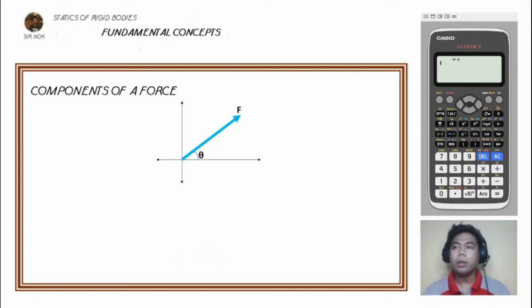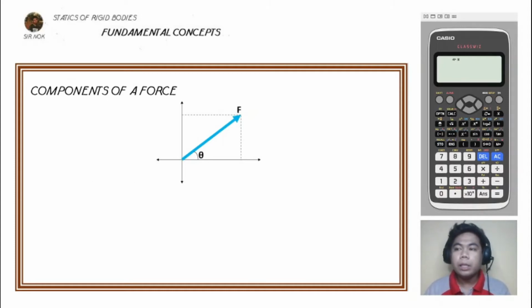So if force F is to be resolved into components along the x and y axes, we need to construct a parallelogram by drawing lines starting from the tip of the force F. One line is parallel to the x-axis, and the other line is parallel to the y-axis. These lines intersect with the x and y axes, forming a parallelogram.